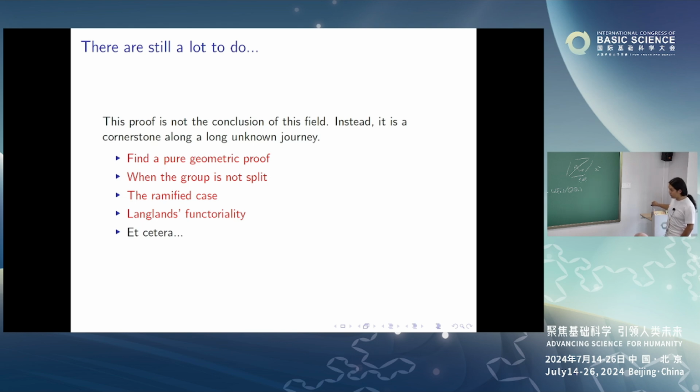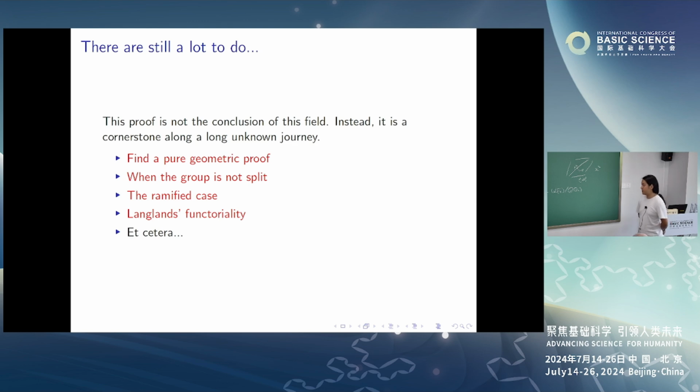But this is not the conclusion of this field, although it was the thing that people tried to solve for many years. Instead, this is like a cornerstone on an unknown journey, because there are still many things that people care about in this field, and much more important things. For example, as I mentioned, you might want to find a purely geometric proof that works in the L-adic setting so that you can solve classical Langlands. Or you might want to study the case where the group is not split. People are interested in this case, but I know nothing about it. Or you can study the ramified case, which is more complicated, and there are more interesting phenomena about it.